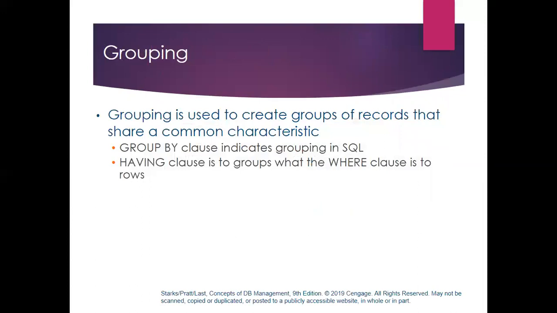The process of creating groups of records that share a common characteristic is known as grouping. To indicate grouping in SQL, you use the group by clause. The order by clause is used to display the query result in a particular order. The having clause does to groups what the where clause does to rows. Please see pages 105 to 109 of the textbook for additional information.